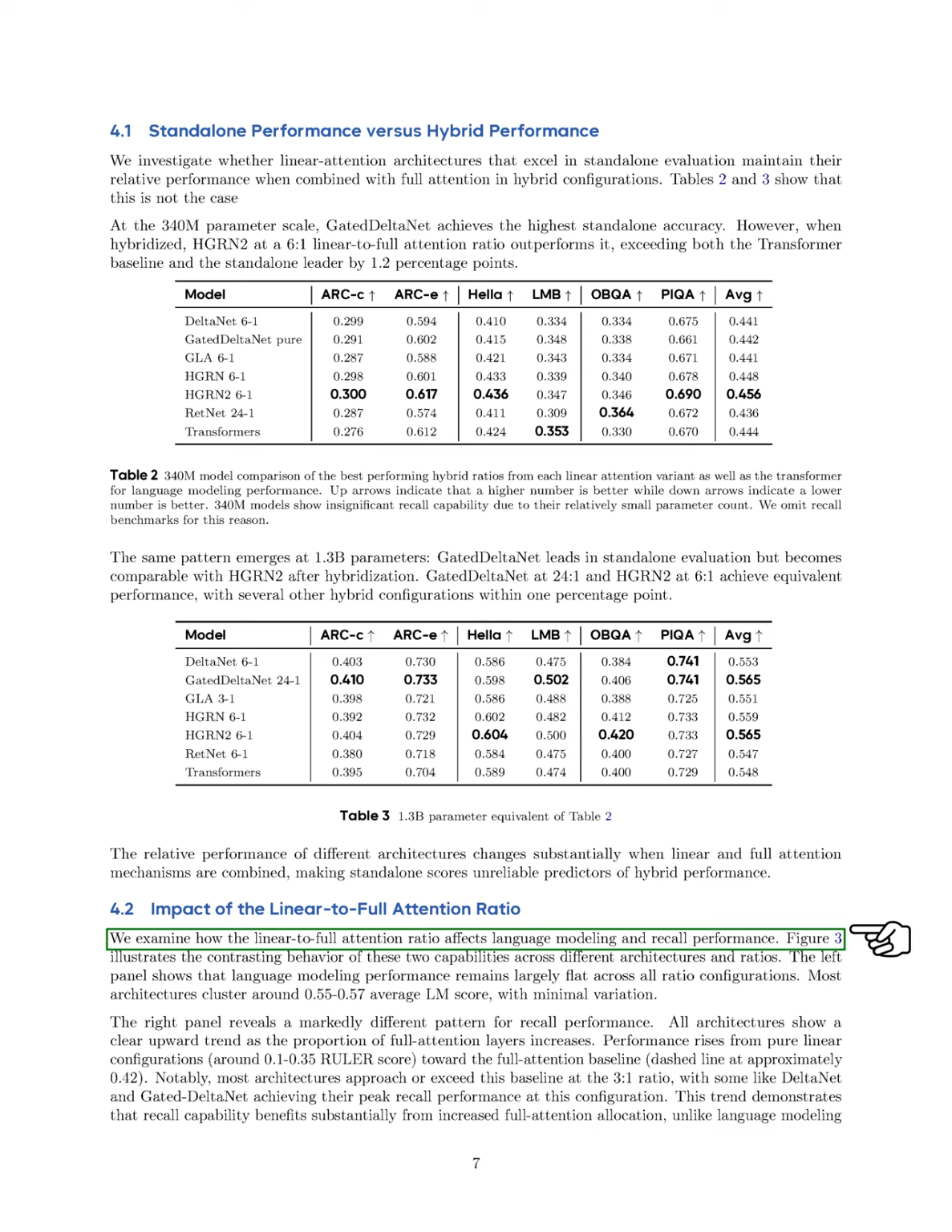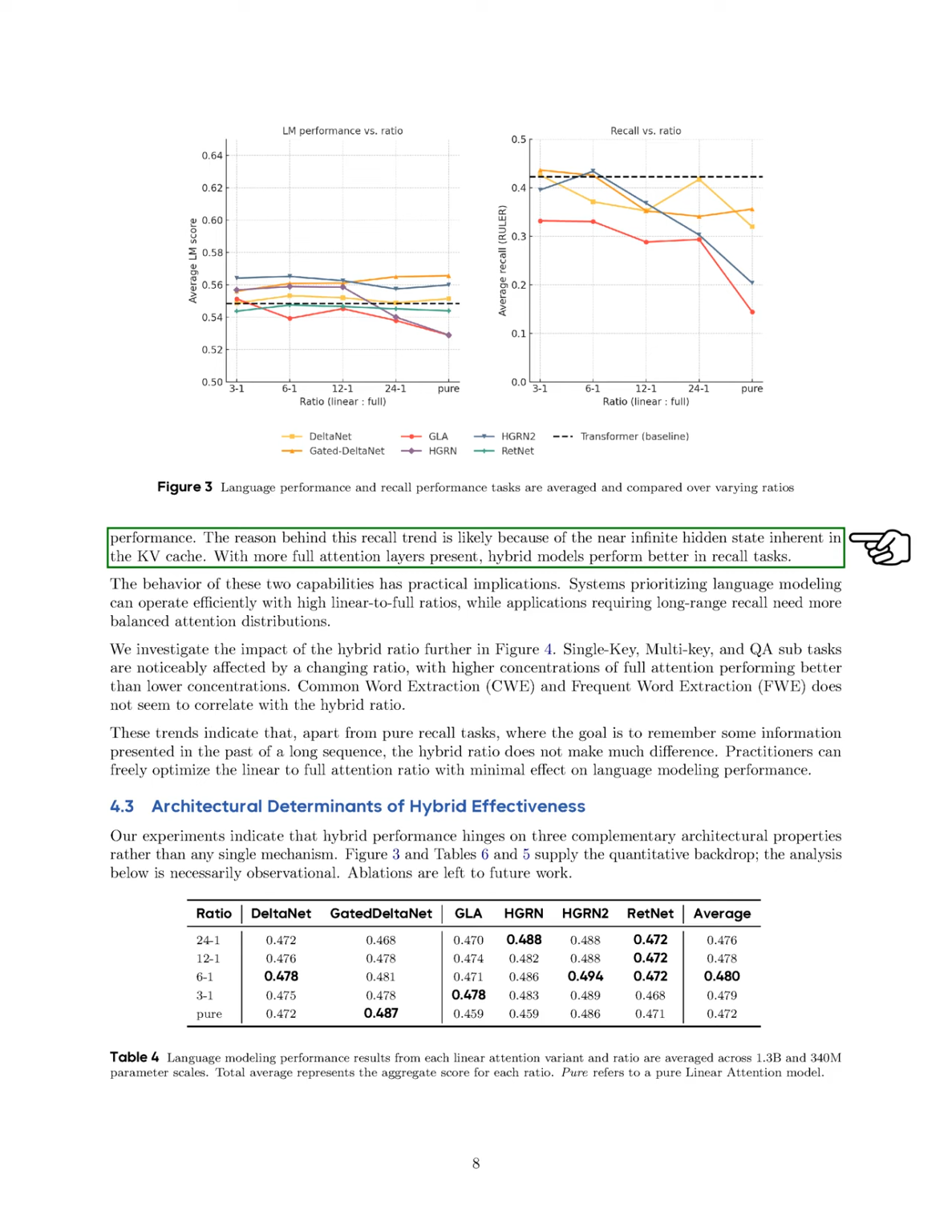We also explore how the linear to full attention ratio influences language modeling and recall. While language modeling performance remains stable across different ratios, recall performance improves as we increase the proportion of full attention layers. This suggests that hybrid models excel in recall tasks with more full attention layers, while systems focused on language modeling can function well with higher linear ratios.